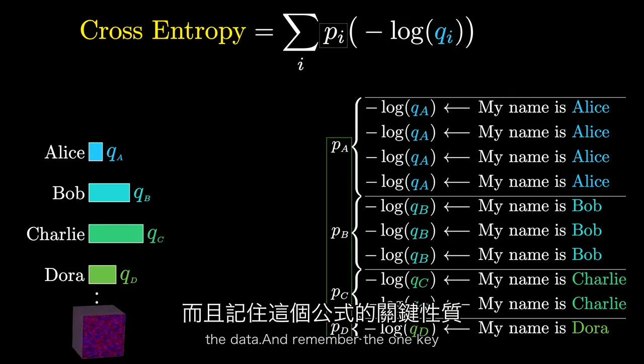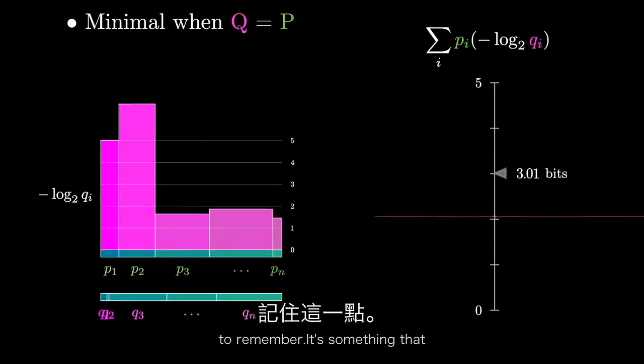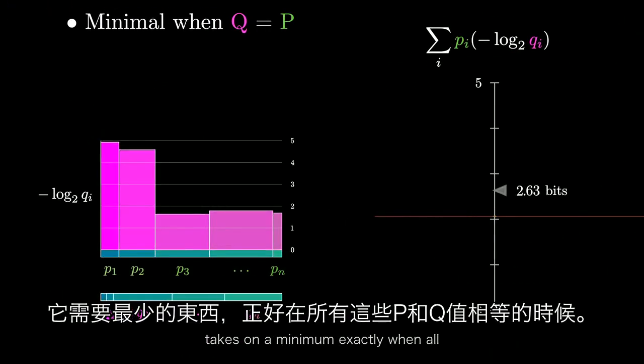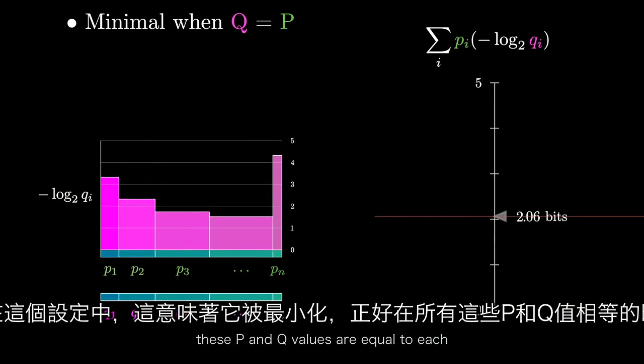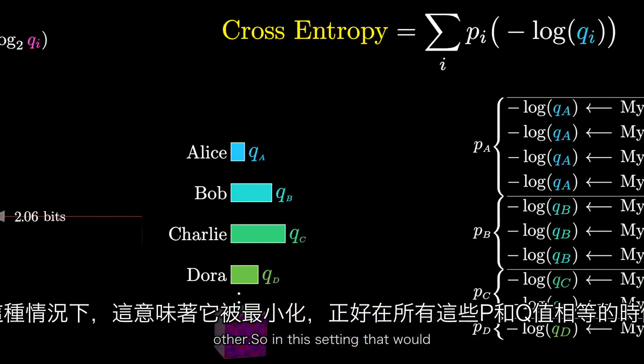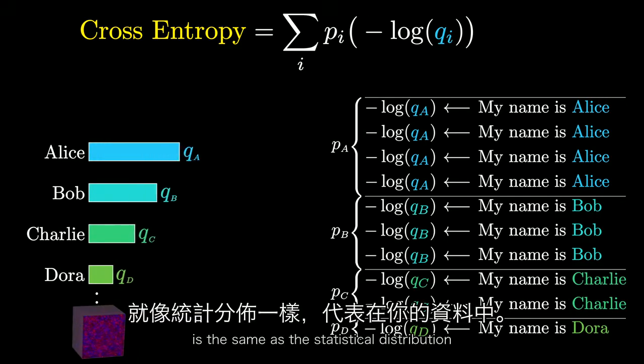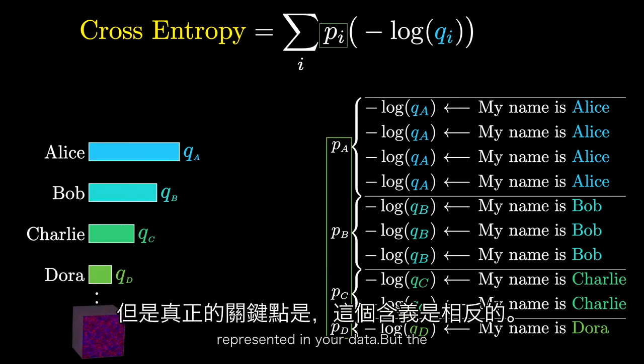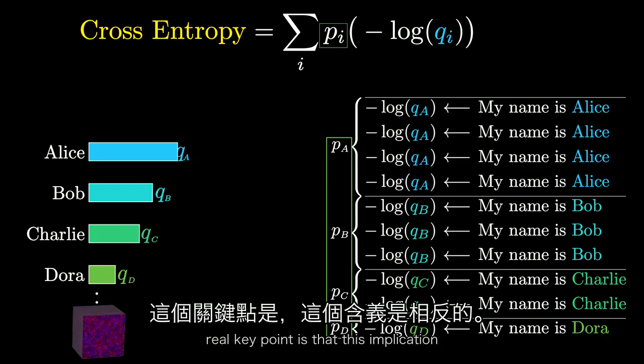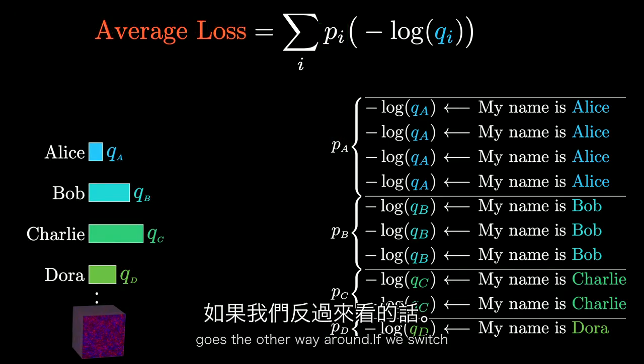And remember the one key property of this formula I want you to remember. It's something that takes on a minimum exactly when all these p and q values are equal to each other. So in this setting, that would mean it's minimized exactly when the distribution your model outputs is the same as the statistical distribution represented in your data. But the real key point is that this implication goes the other way around.